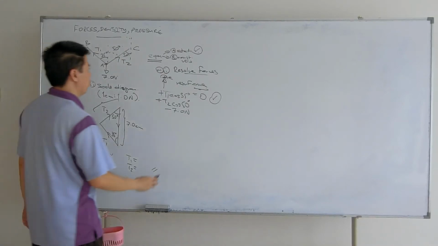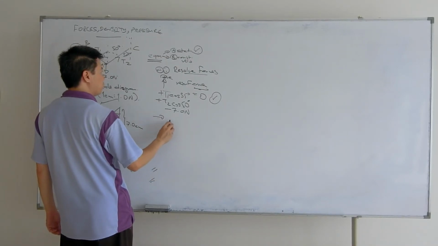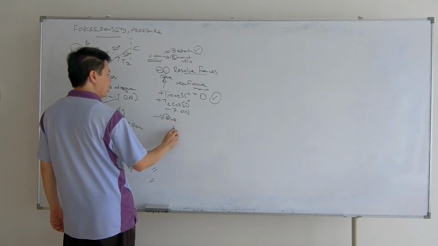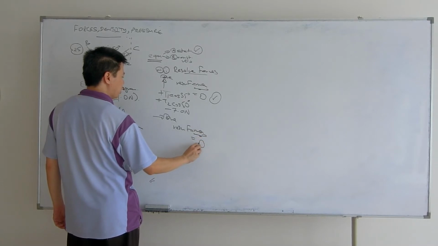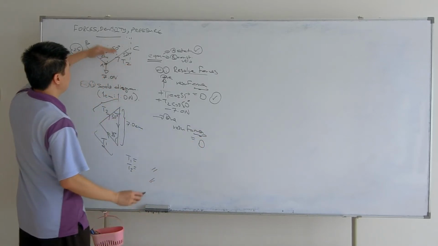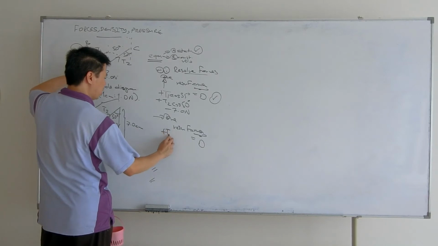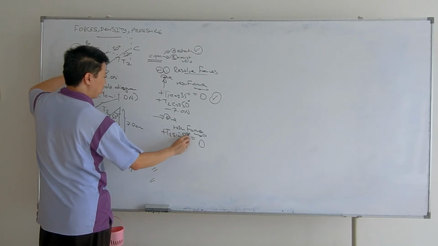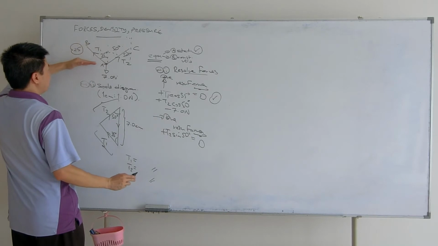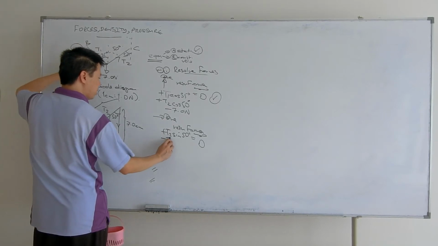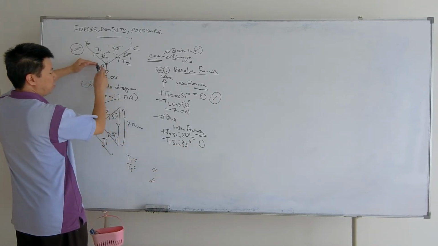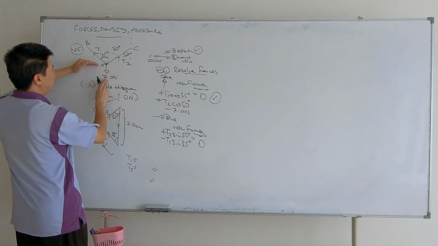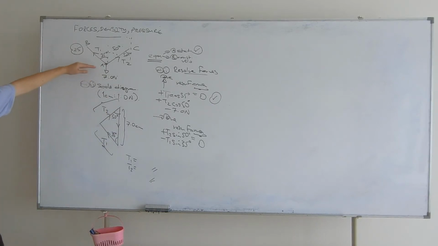Now for the next part, let's say you choose this direction to be positive. Resultant force is equal to ma, which is equal to 0 because the object is stationary. Now we've got T2 sine 50, positive because it's in the same direction, and T1 sine 35 is in the opposite direction, so minus T1 sine 35 degrees. These two will balance each other off. Therefore, the 7.0 newtons is not involved because it's only vertical and not horizontal.